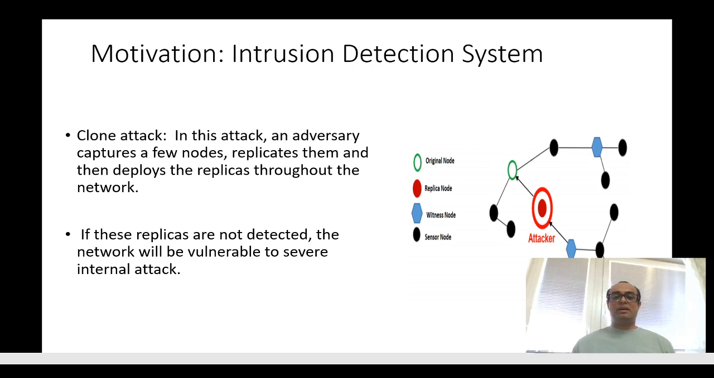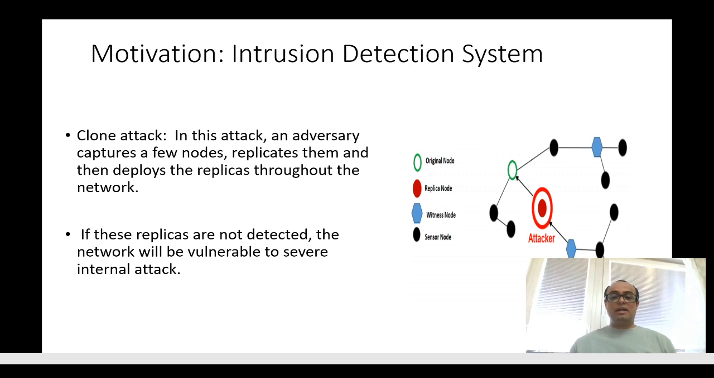The motivation of our paper is to implement an enhanced intrusion detection system. First, let's start to understand the problem of the standard intrusion detection system protocols. We will focus on two types of attacks. First, the clone attack, and the second is the replica attack. What is a clone attack? In this attack, an adversary captures a few nodes, replicates them, and then deploys the replicas throughout the network. If these replicas are not detected, the network will be vulnerable to severe internal attacks.